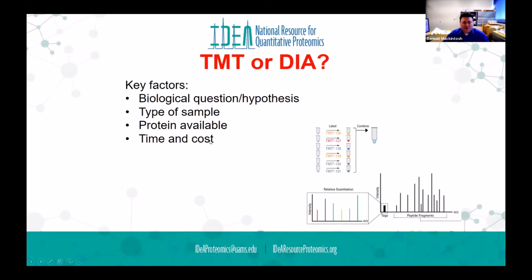The other factors are time and cost. TMT is limited by the availability of the different reagents to form the multiplex, and those reagents are expensive. So generally the break point is that TMT works well up to about 20 samples, and beyond that it's just prohibitively expensive. With DIA, it's almost the sky's the limit. We can go up to hundreds of samples, and probably beyond once we scale up our platforms a little more.